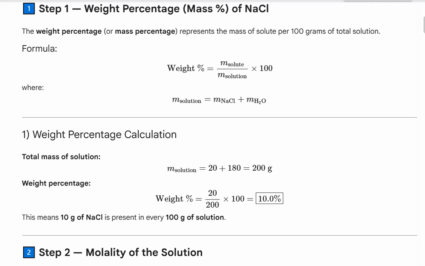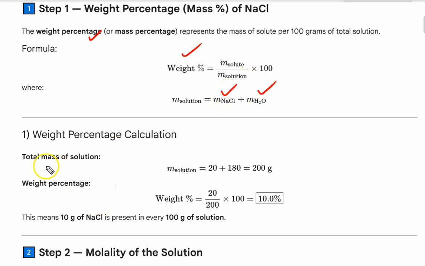So first, what is weight percentage or mass percentage? That represents the mass of solute per 100 grams of total solution. So here is the formula: weight percentage equals M solute by M solution into 100. So M solution is equal to M NaCl plus M H2O. Now here is the calculation.